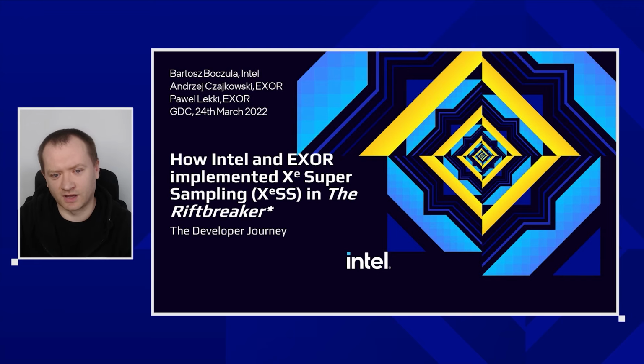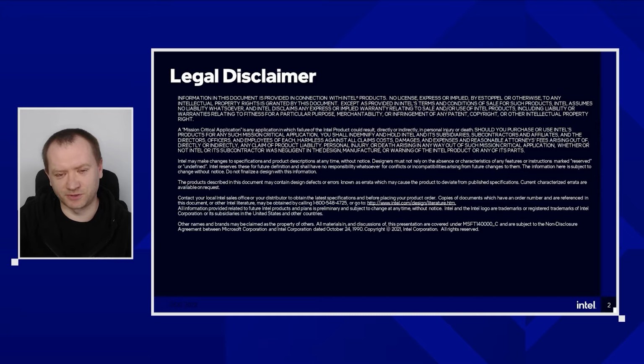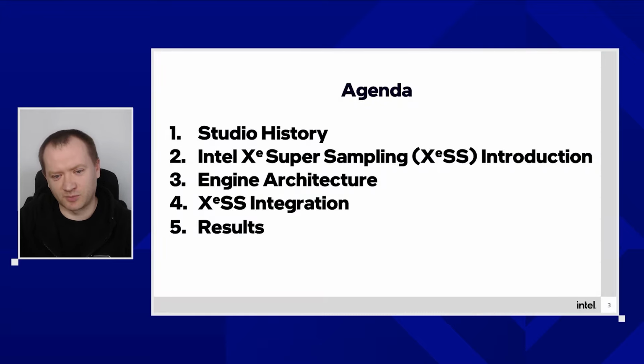So we're going to briefly talk about our studio history, our engine, how it's built and how it evolved over the years. And then we're going to move to an overview of the XeSS technology, our Schmetterling engine architecture, and how this technology was integrated into our engine, how you can do it with your own tech, and the integration steps that we've taken along the way and the production problems that we've encountered and solved.